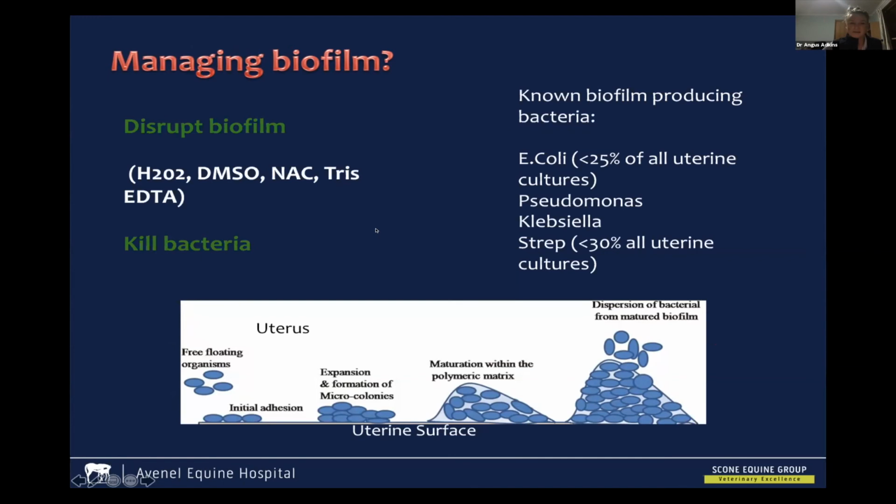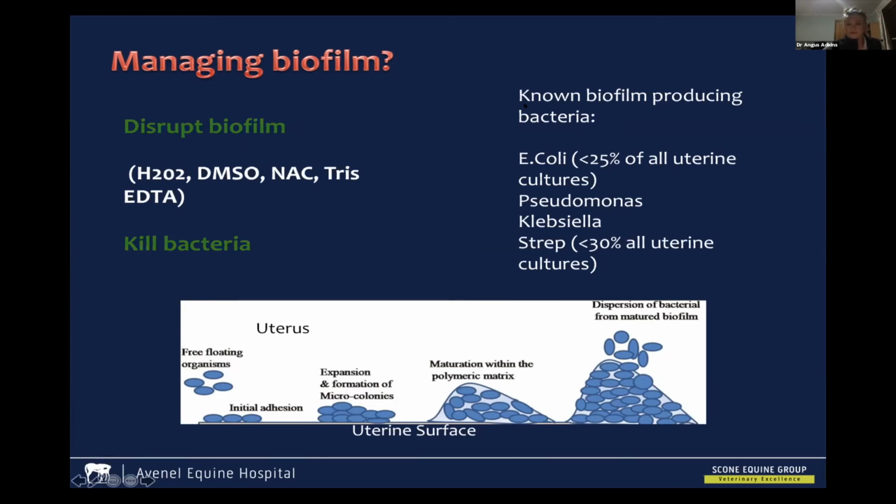And that's where identifying specific bacteria is important, because different bacteria respond differently to each of these agents. So getting a diagnosis rather than treating blind is always the best way forward, but obviously we've got to be mindful that that's not always practically possible.